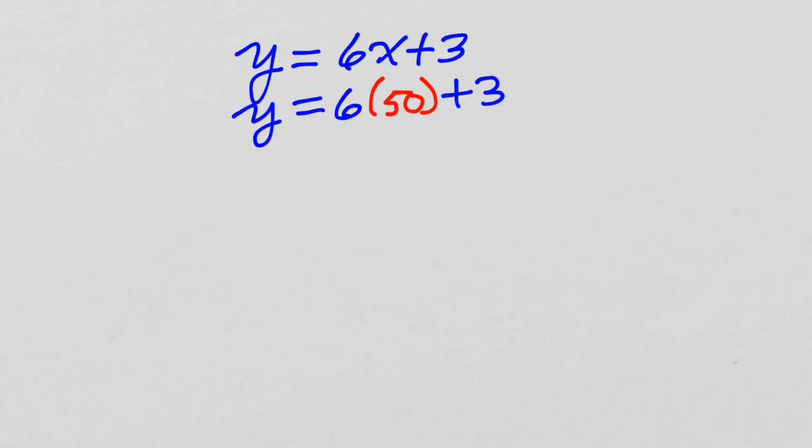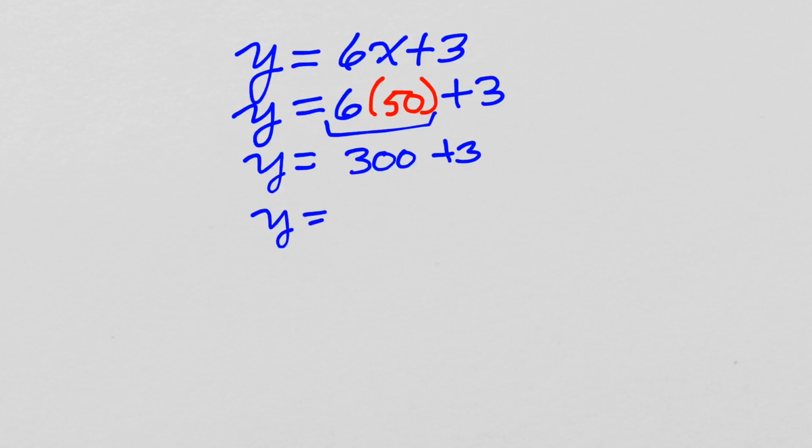Okay, more space. So here we have our rule again, and I substituted in figure number 50. So now all we simply have to do to figure out how many tiles are in figure 50 is do the multiplication. So y equals 6 times 50 is 300 plus 3. Y equals 303. There are 303 tiles in figure 50.